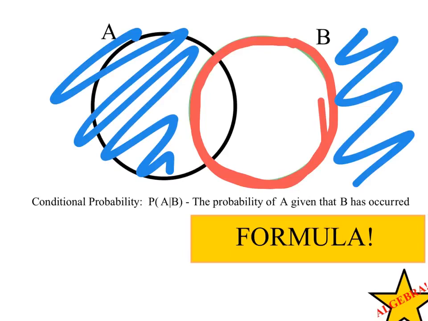So now you say, well, what's the probability of A knowing that I have to be in that circle? Well, think about probability is always, you know, what constitutes success or what we're looking for out of the total.